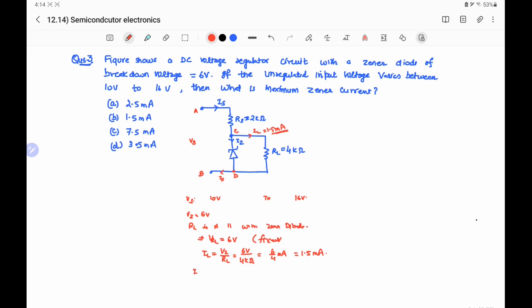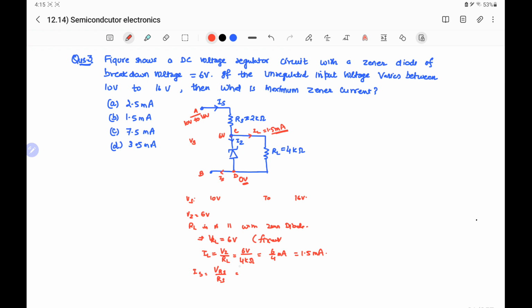So source current IS will be equal to the voltage across the source resistance RS divided by RS. To find the voltage across the source resistance, this B is grounded, so D is at 0 volt, and voltage across the Zener diode is fixed, which is 6 volt, so terminal C will be at 6 volt, and the voltage at A will range from 10 volt to 16 volt. Therefore, voltage across the source resistance will be from 10 minus 6 to 16 minus 6.